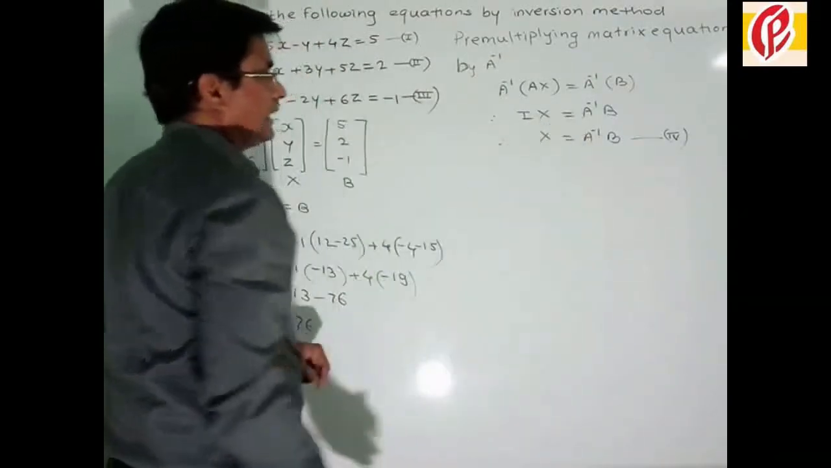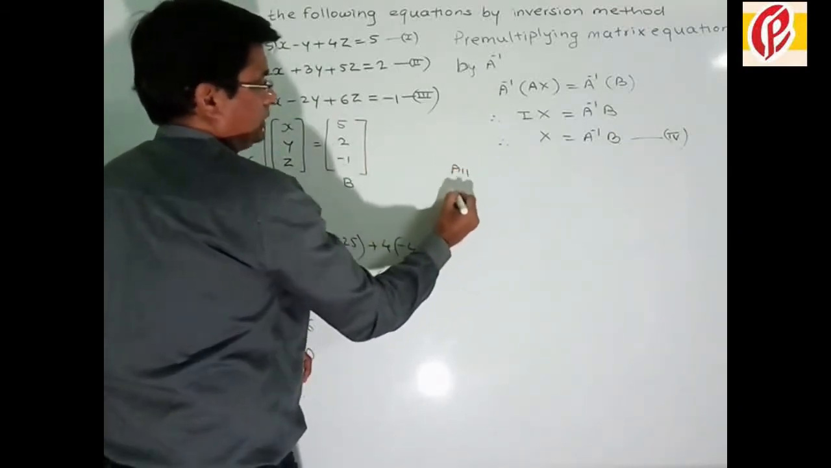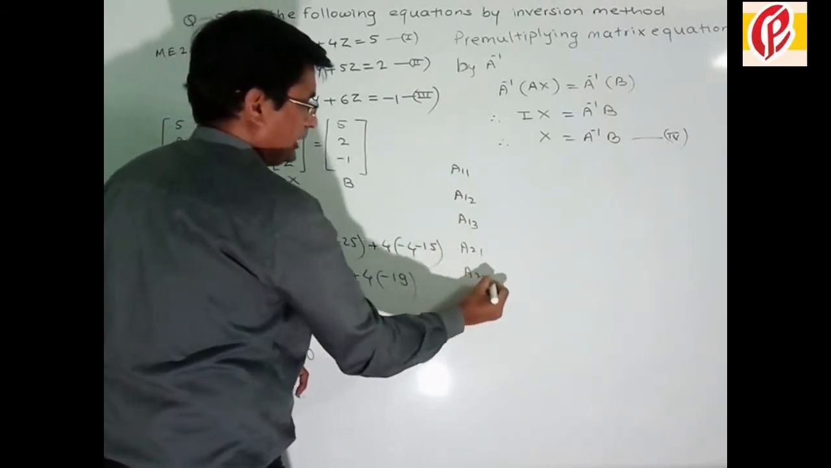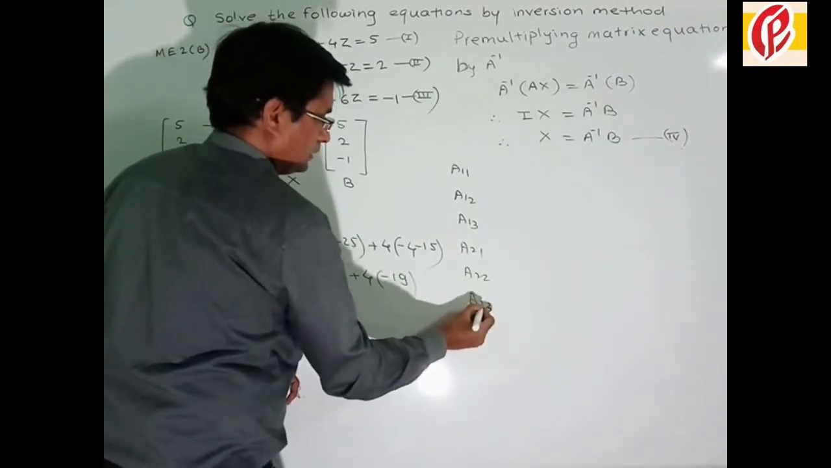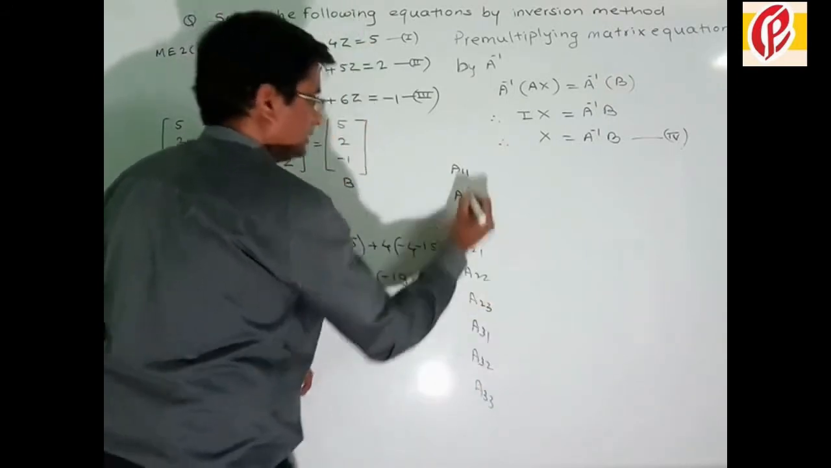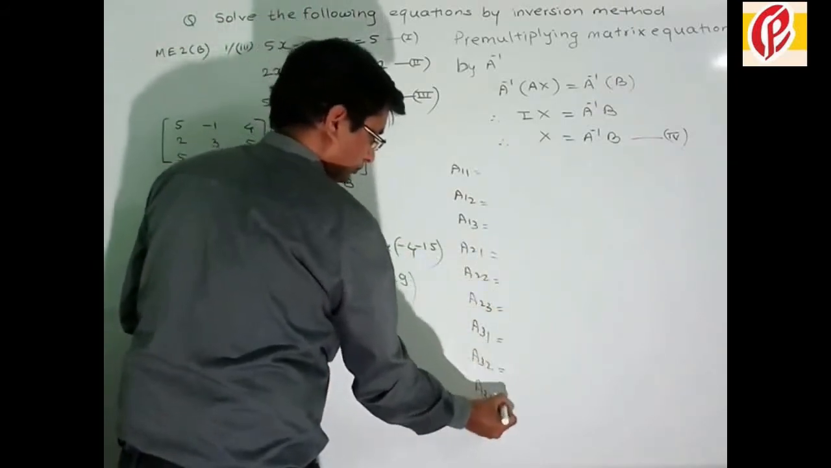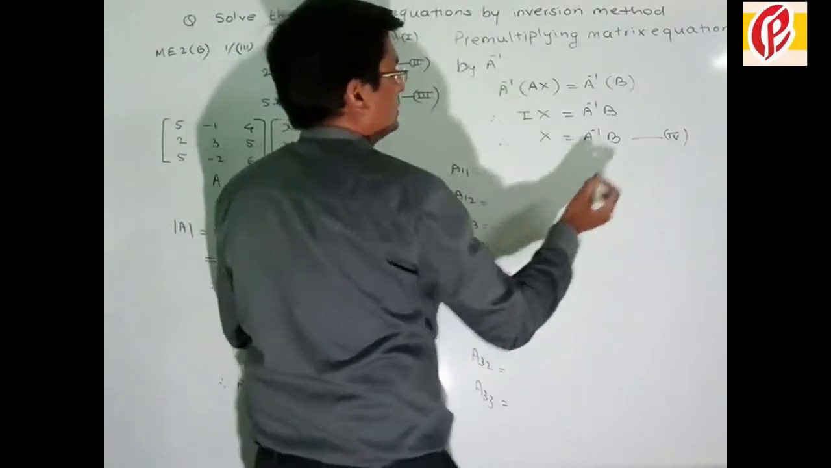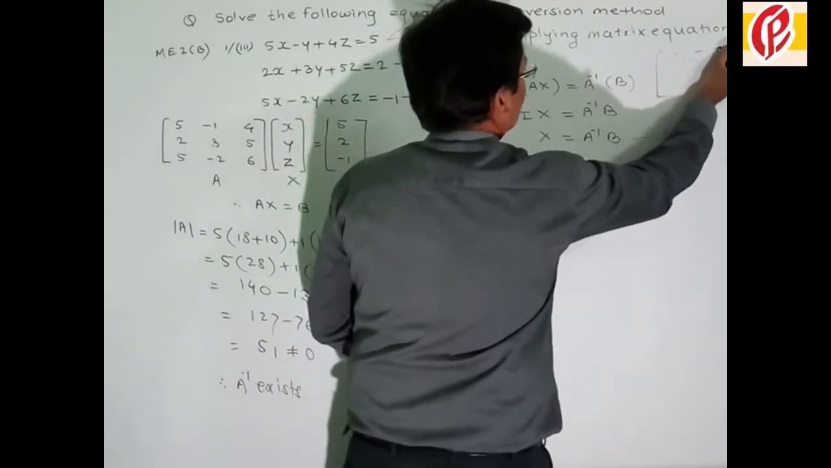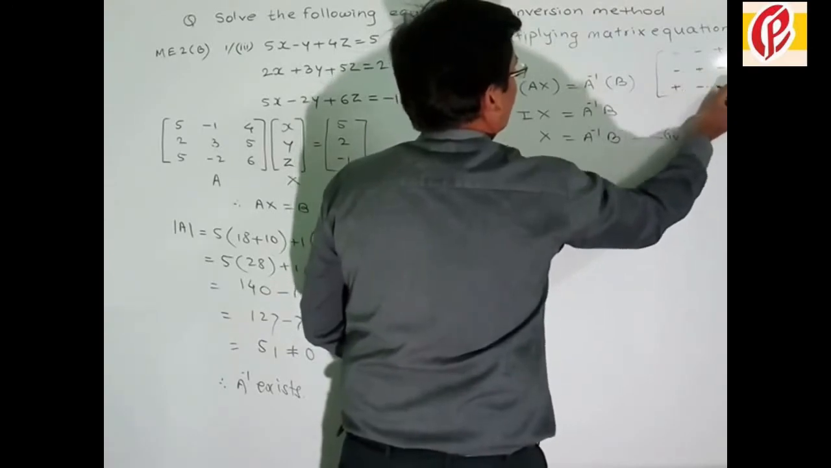Now we'll find A inverse by the adjoint method. So in the adjoint method, you will have to find A11, A12, A13, A21, A22, A23, A31, A32 and A33. So signs in a 3 by 3 matrix are like this: plus, minus, plus, then minus, plus, minus, and then plus, minus, plus.